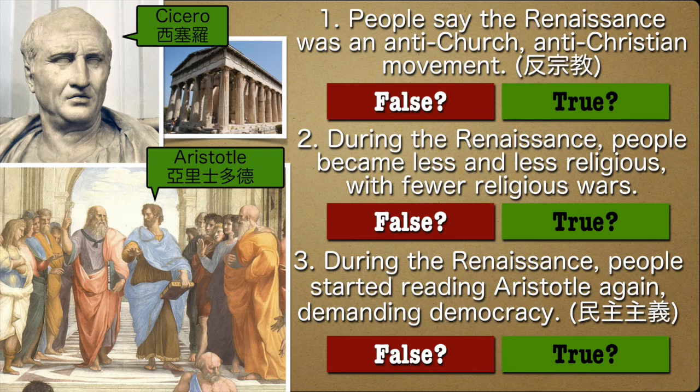During the Renaissance, people started reading Aristotle again and demanding democracy, right? So even in America and Canada, most people believe this. People start to read Aristotle, people start to care about democracy. So we already talked about this. Actually, this is false. Really, it's false for 2 reasons. One, they never stopped reading Aristotle during the Dark Ages in the Empire. And 2, actually at this time, democracy was not the political philosophy. Instead, it was the political philosophy of Cicero. Next.